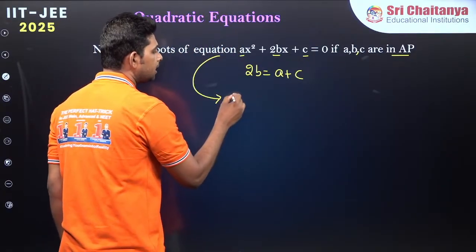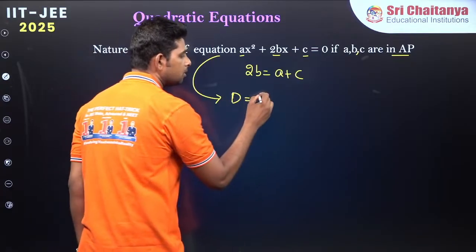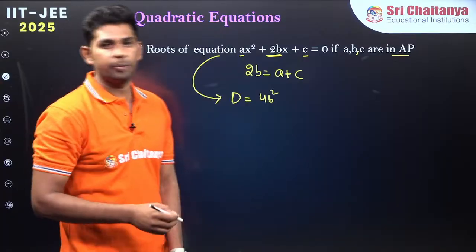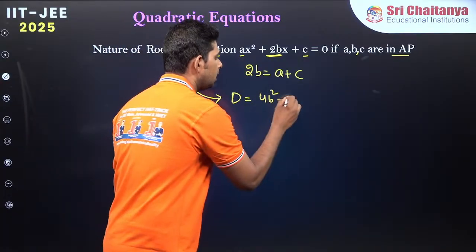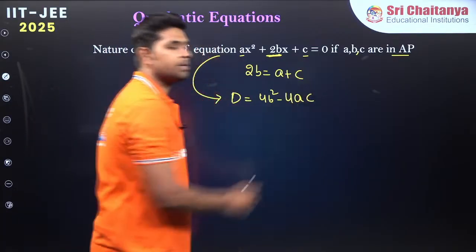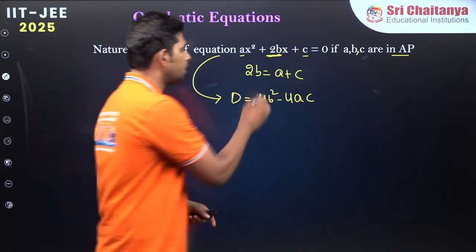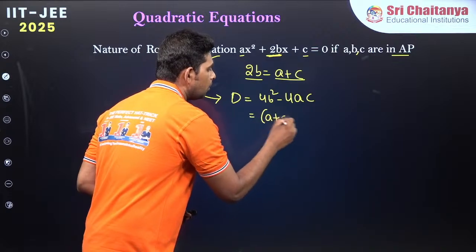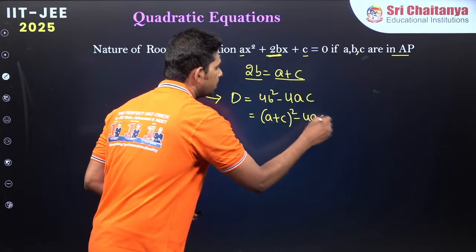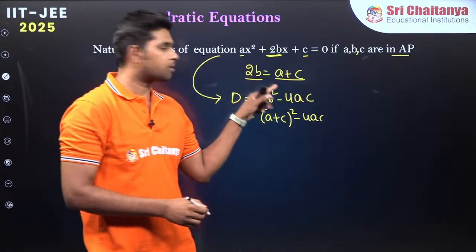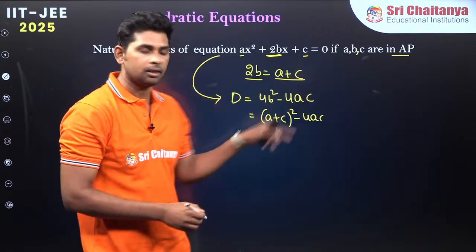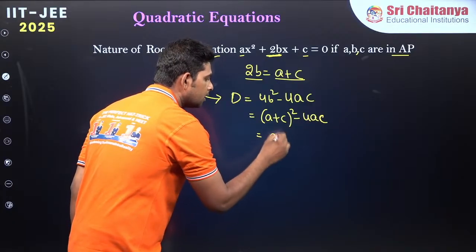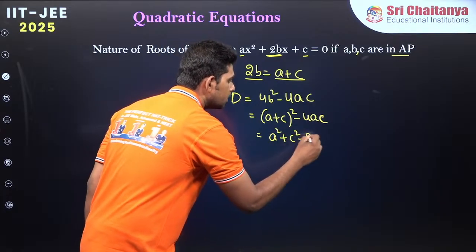Now we know that delta or D, the discriminant, equals 4b square, because here instead of b we are having 2b, that is why I am taking 4b square minus 4 times a times c. Now you can see that 2b equals a plus c. Can I write this as a plus c whole square minus 4ac, because squaring of this is giving us 4b square. Here on the right side it will be a plus c whole square. Very nice.